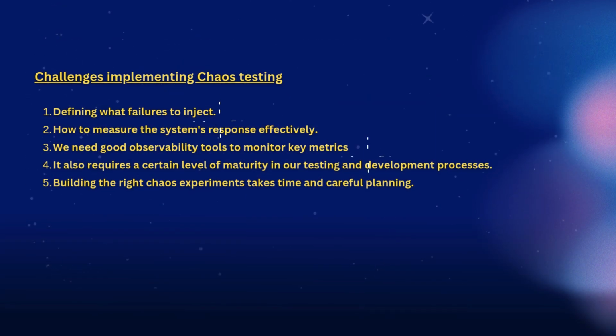What are some challenges when implementing chaos testing? One challenge is defining what failures to inject and how to measure the system's response effectively. We need good observability tools to monitor key metrics. It also requires a certain level of maturity in our testing and development processes. Building the right chaos experiments takes time and careful planning.